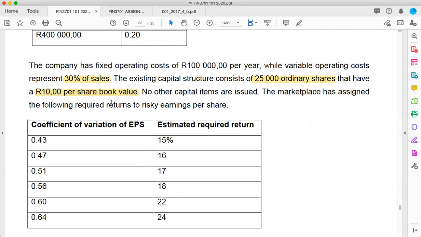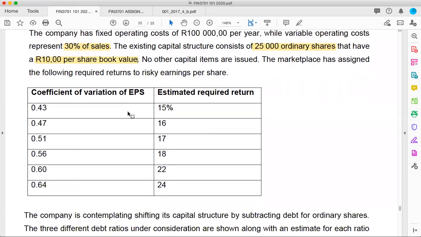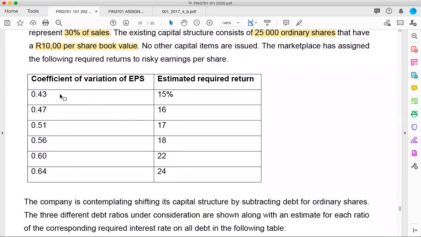The marketplace has assigned the following required returns to risky earnings per share. So if we calculate the coefficient of variation for the earnings per share, these different coefficient of variation values correspond to these required returns. If the company has a coefficient of variation of earnings per share of 0.43, it means the required return will be 15%, and so forth.